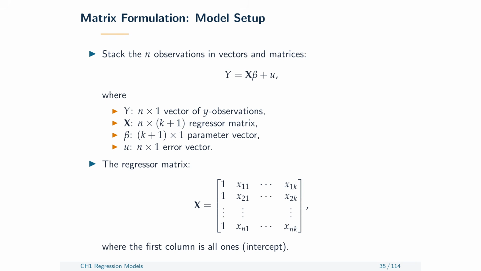A unique solution requires that no regressor be an exact linear combination of the others. Matrix notation makes the structure compact. We stack the outcomes into a vector called y, the regressors into a matrix called x, the coefficients into a vector called beta, and the errors into a vector called u. The model becomes y equals x beta plus u. The first column of x is a column of 1s when the model includes an intercept.